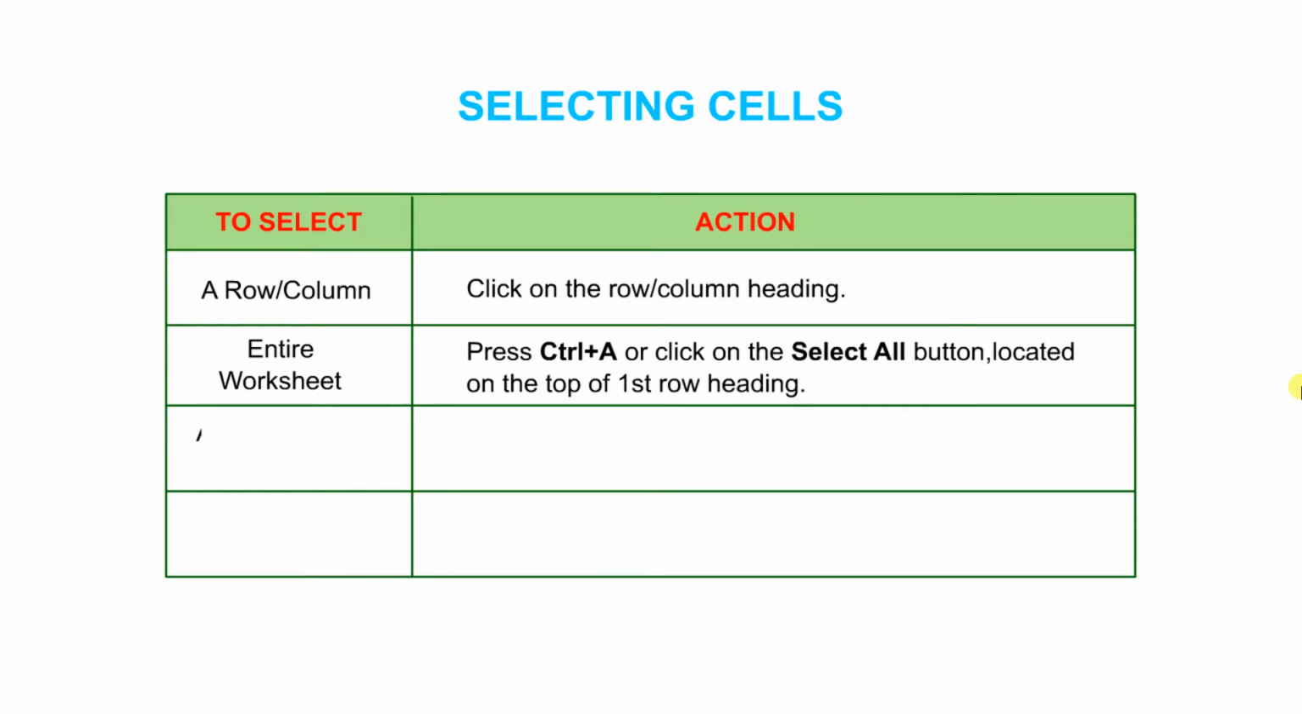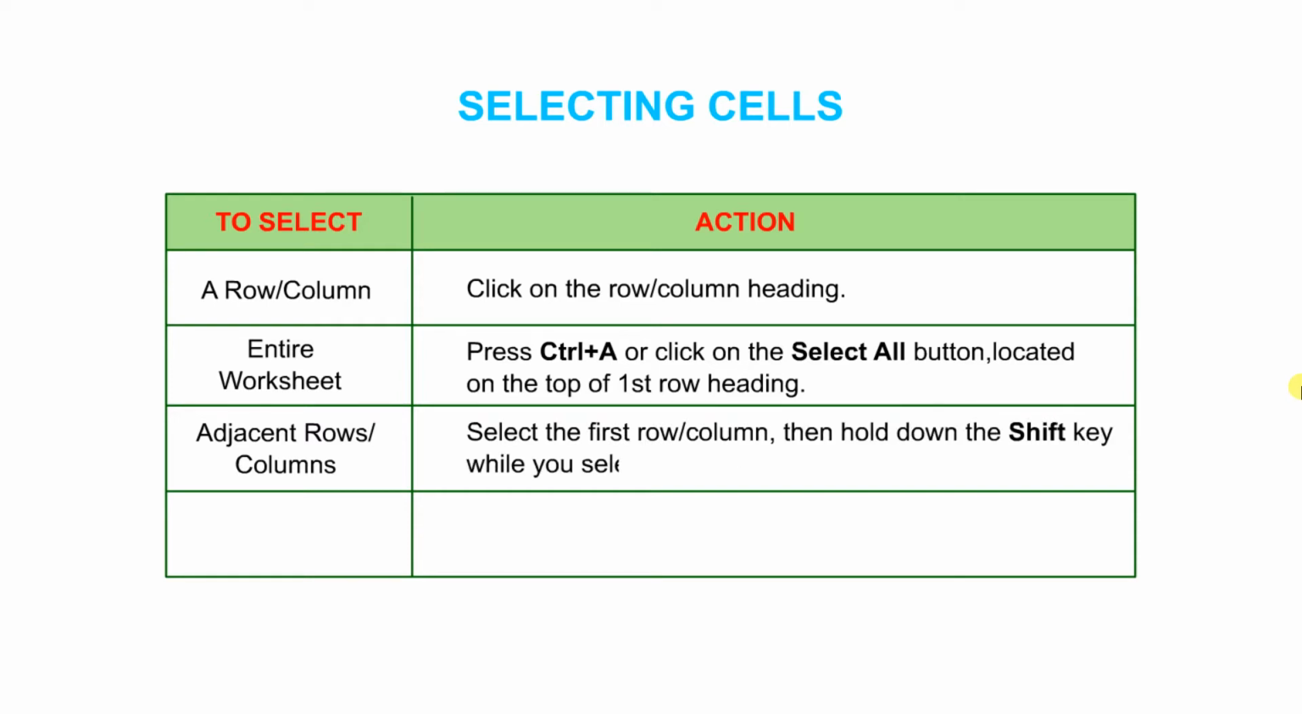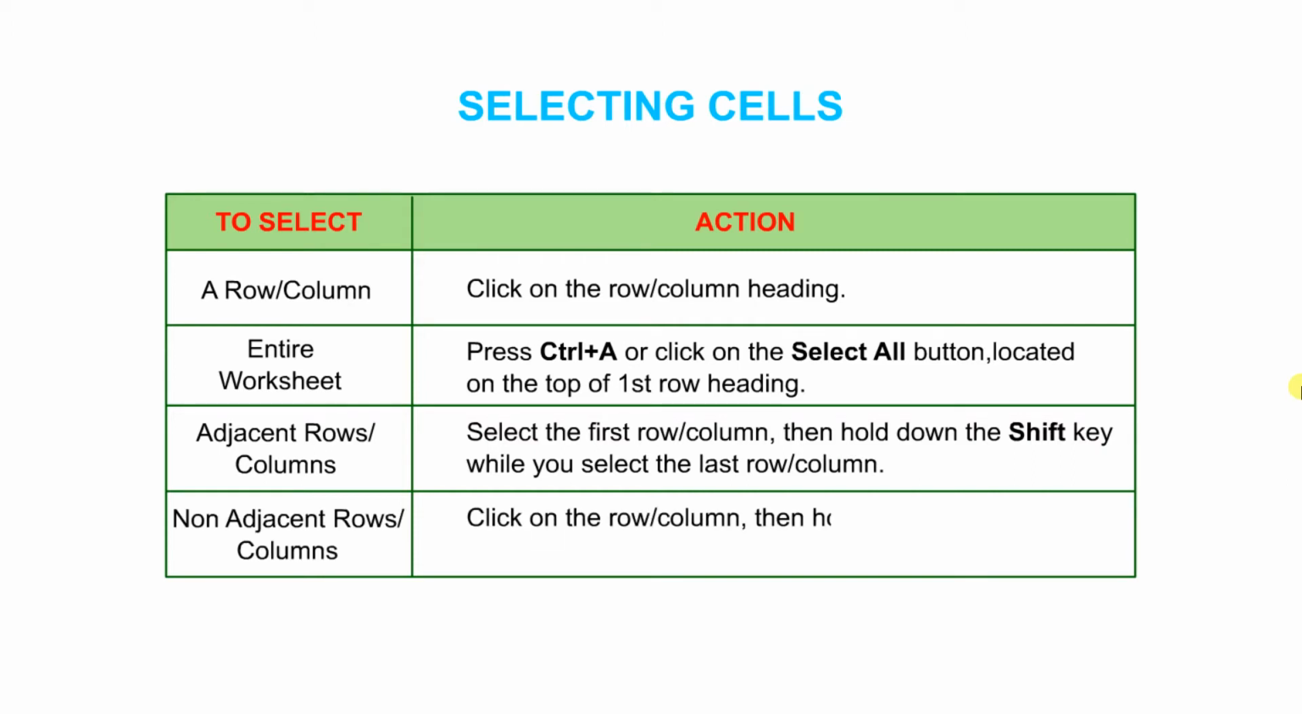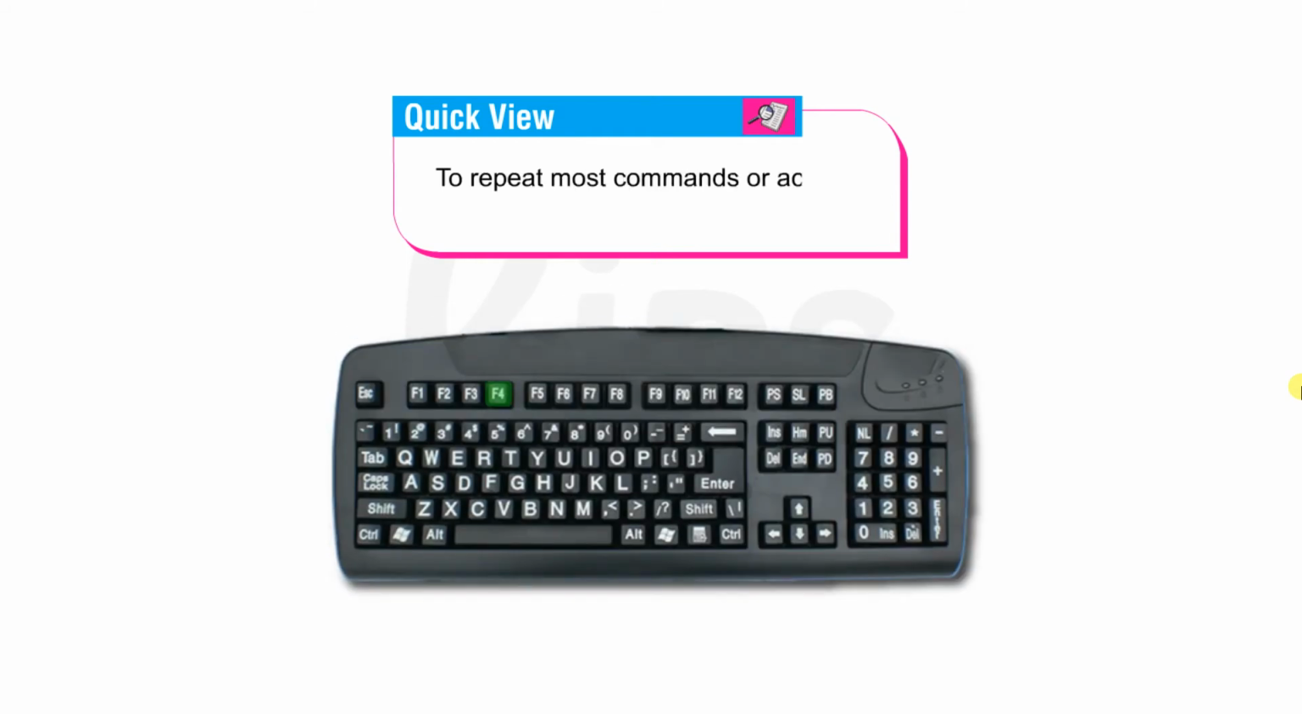heading. To select adjacent rows or columns, select the first row or column, then hold down the Shift key while you select the last row or column. To select non-adjacent rows or columns, click on the row or column, then hold down the Control key while you click on the other rows or columns for selection. Students, note that to repeat most commands or actions, press the F4 key.